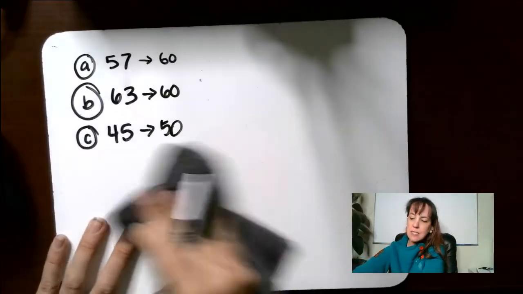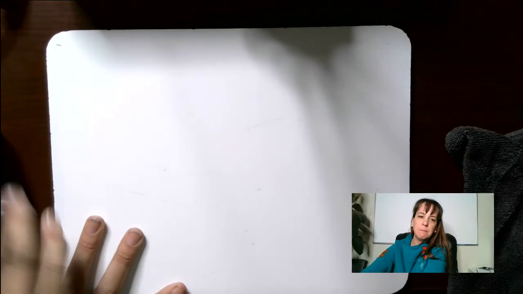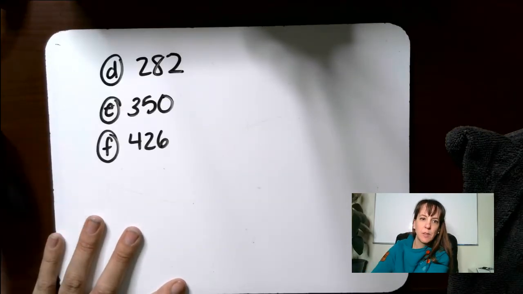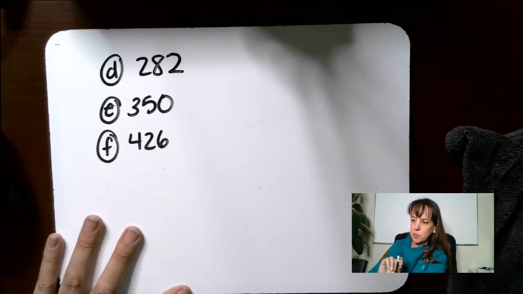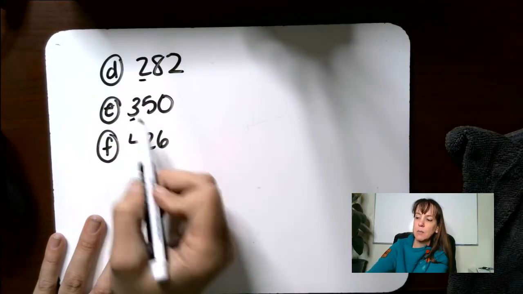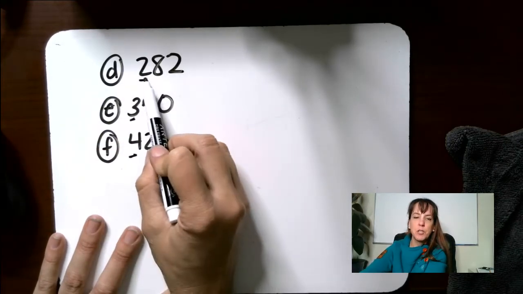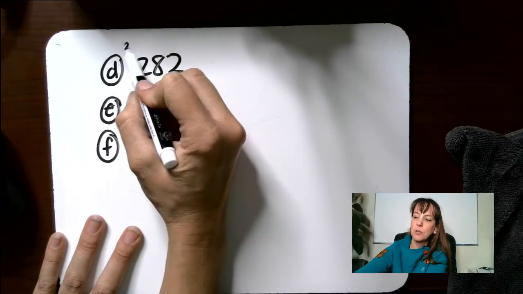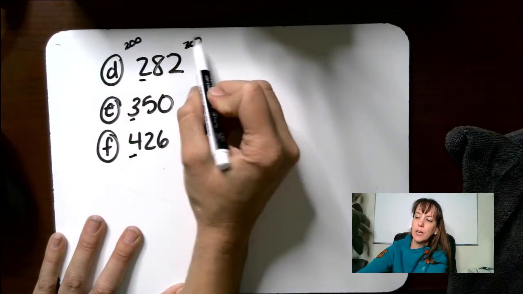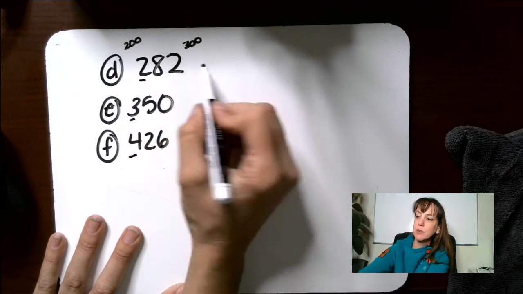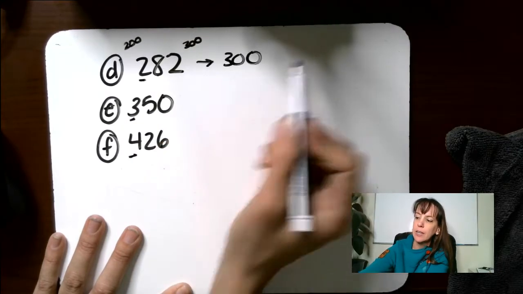All right, round each of these to the nearest 100. Okay, I'll try pausing in between so you don't have to watch me write. Round each of these to the nearest 100. Our 100 is in this column, right? So 282, is it going to be 200 or 300? 8 is greater than 5, so it's going to go up to 300.